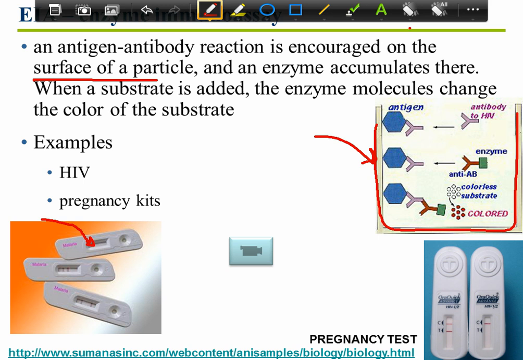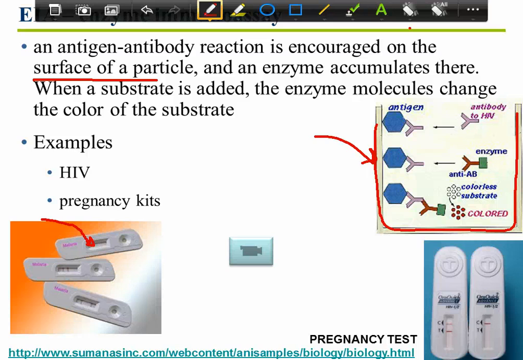When you add the person's urine, if they have HCG, there is a reaction between the antigen and the antibody, and this causes the enzyme to facilitate a reaction. I should mention that there's a substrate thrown in, already in there on the paper, for the enzyme. And when the antigen and antibody come together, the enzyme then gets activated. It acts on the substrate.